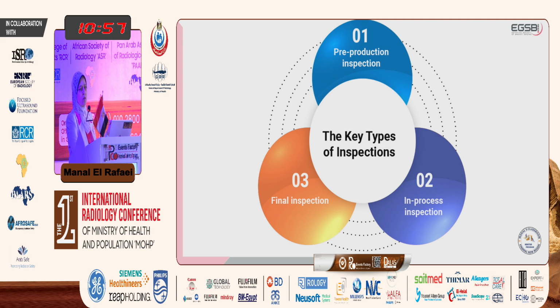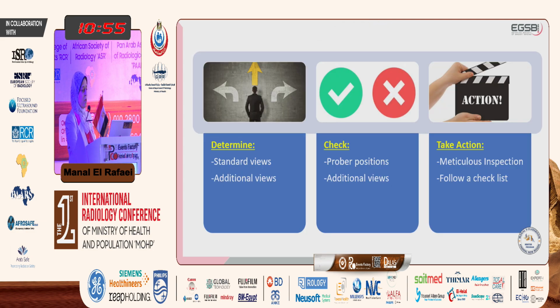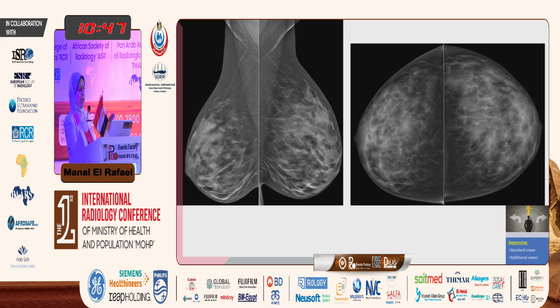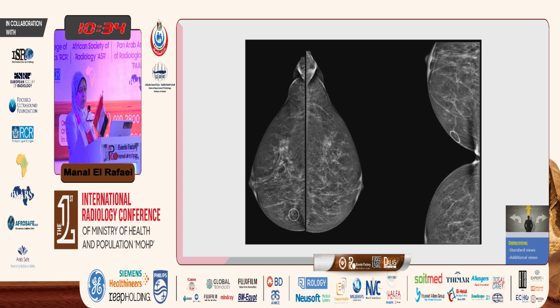So how are we going to do this on our mammograms? We are going to go through 3 stations: determine, check, and take action. So what is this? The determine step is done when the patient enters the mammogram room. So we have to determine if we are going to do the standard views and make sure that your technician is following the rules. And there are some additional views that can be added before we start. In case of a large breast, we know that we are going to do the cleavage technique and imaging.